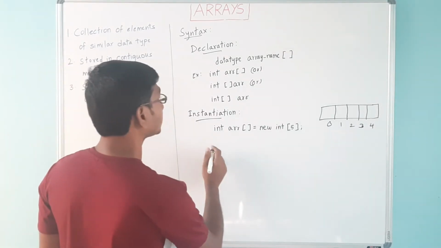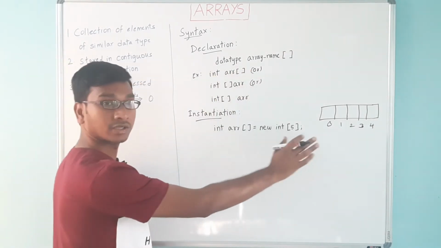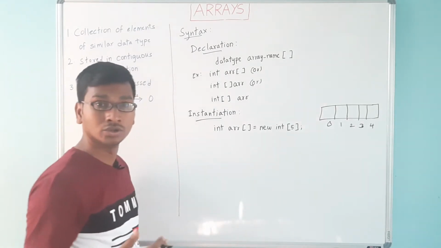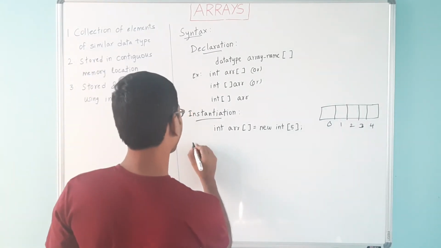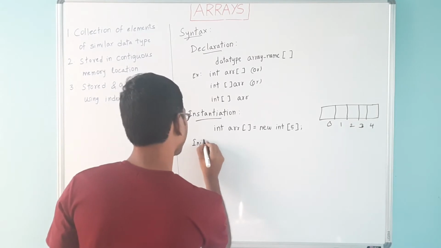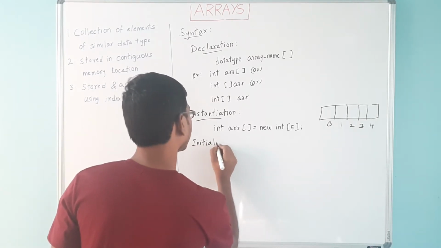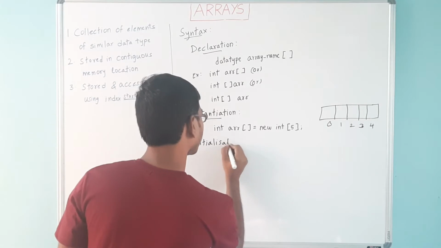Next comes the initialization part. So we declared an array, we allocated space for it. Now we wanted to store some values into the array, right? That is the initialization part.